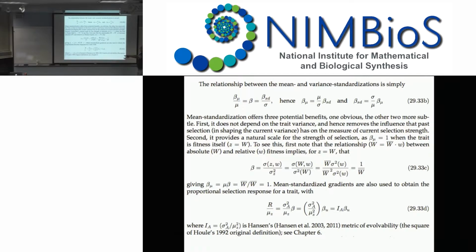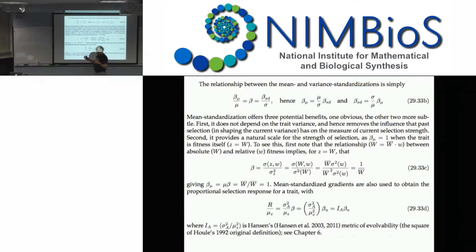The other thing you can ask is what's the proportional change in the response? And that equals this term here, which is evolvability, basically additive variance divided by the mean of the character squared, times your mean standardized variance. So evolvability times mean standardized variance tells you what the expected fractional change in the value of your character is, not the change in terms of standard deviations.